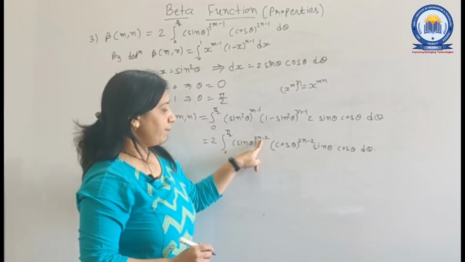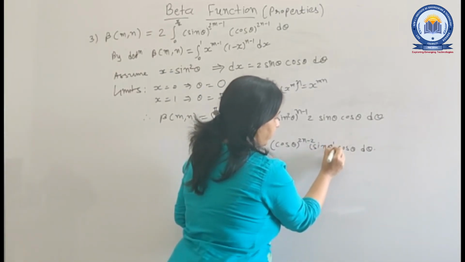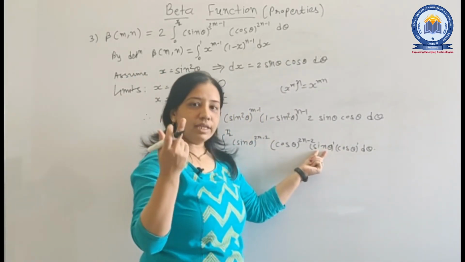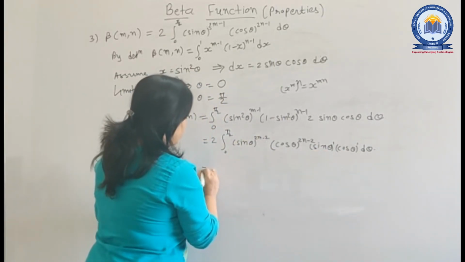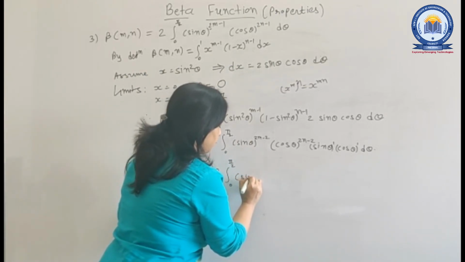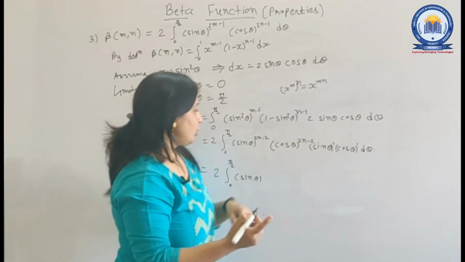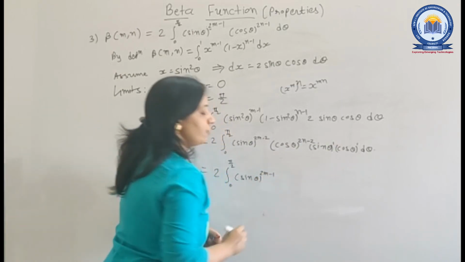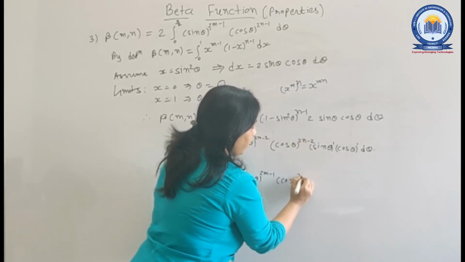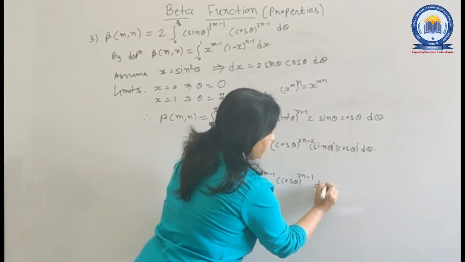Now again simplify this one. Sine theta raised to 2m minus 2, and here also you have sine theta, that means sine theta raised to 1, and cos theta also raised to 1. So when the bases are the same, you can add the powers, right? So you will get 2 times the integral from 0 to pi by 2 of sine theta raised to 2m minus 2 plus 1, so you will get 2m minus 1. Same with the cos theta, 2n as it is minus 2 plus 1, so you will get 2n minus 1 and d theta.